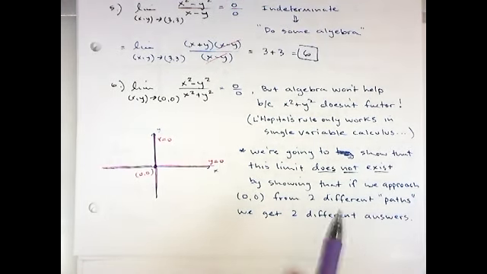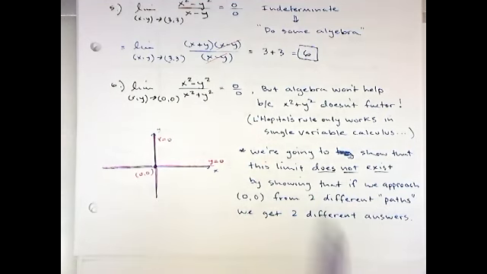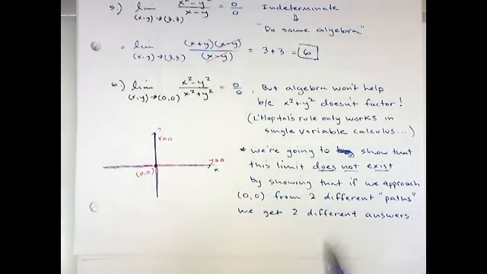So here's going to be our strategy. We're going to try to show that this limit doesn't exist. And the way we're going to show it, if you go back to our first example in 17a, one way to show a limit doesn't exist is if we can show that if we approach the point from 2 different directions, that we get 2 different answers.